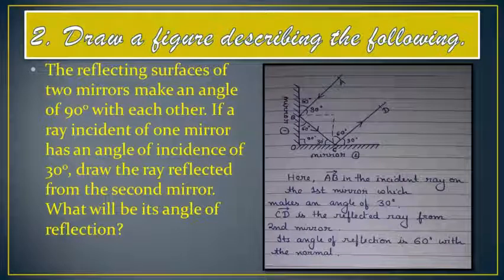So here we have the diagram, actually a ray diagram showing two mirrors. They make an angle of 90 degrees with each other. So this is a diagram according to the question. And here AB, that means in the diagram the ray AB is the incident ray on the first mirror, which makes an angle of 30 degrees. You can clearly observe the diagram. And ray CD is the reflected ray from the second mirror. So its angle of reflection is 60 degrees with the normal.